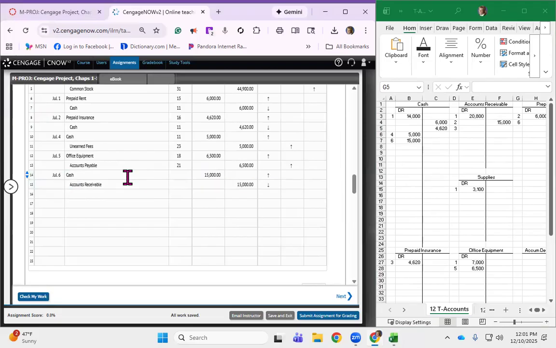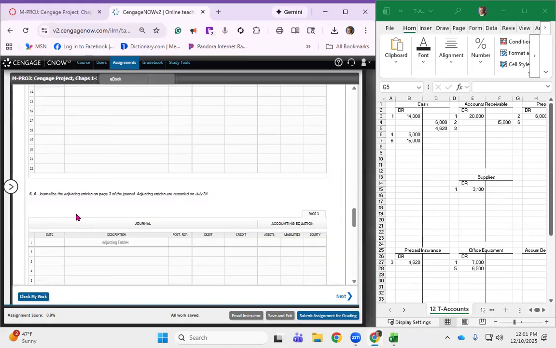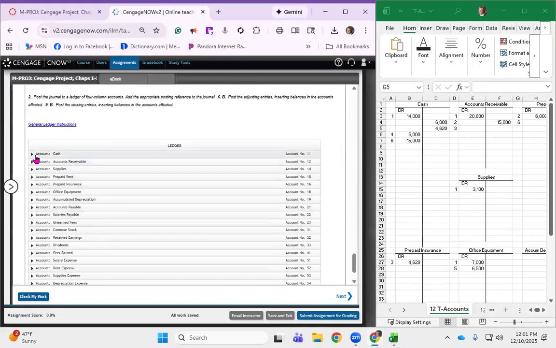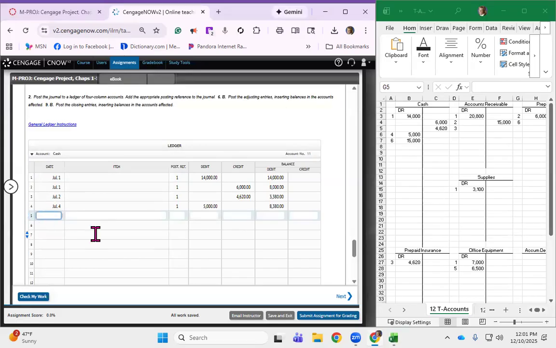All right, now we're ready to post. Go to cash. This is going to be an addition to cash, and this is coming from July 6th. Dates are very important. Page 1 of the general journal. We're making cash go up 15,000. So now we need a new balance. I take my old balance that I have calculated, 8,380 plus $15,000. I got 23,380. Okay, that is from the cash.